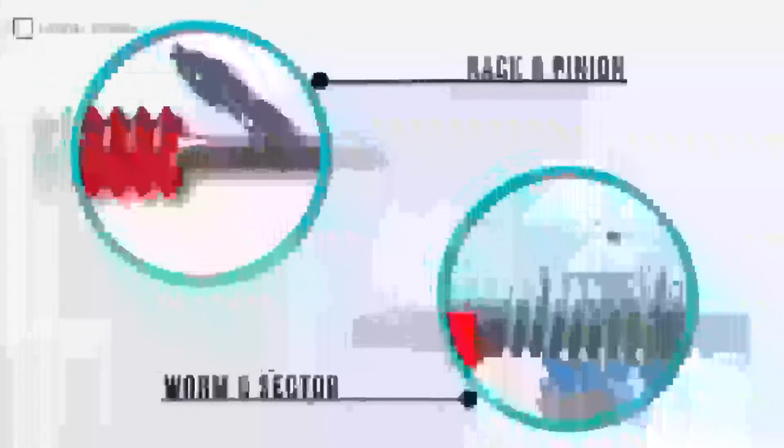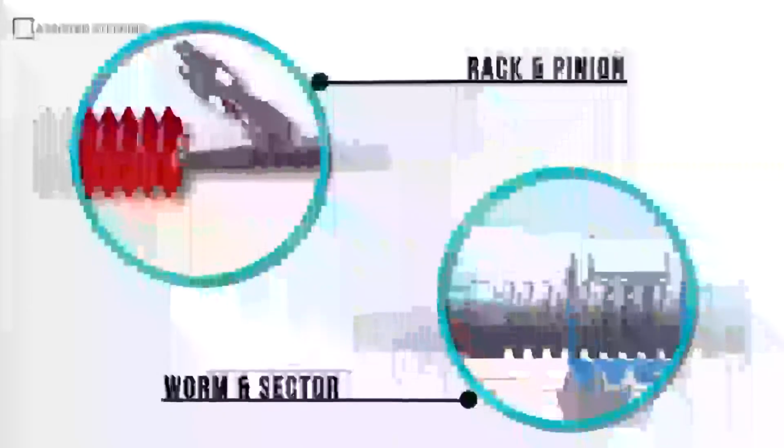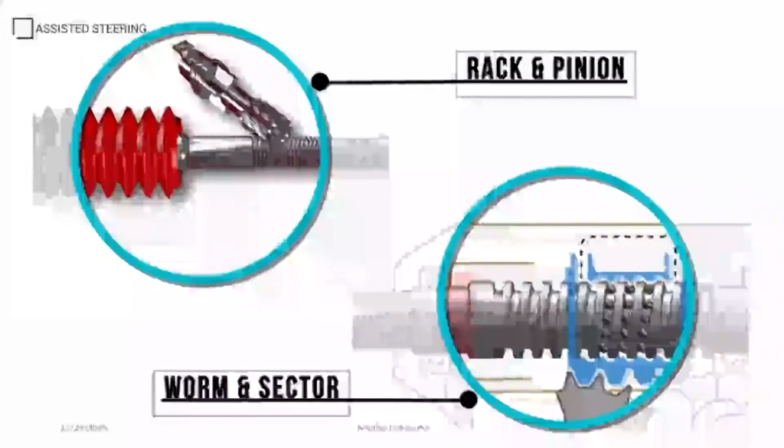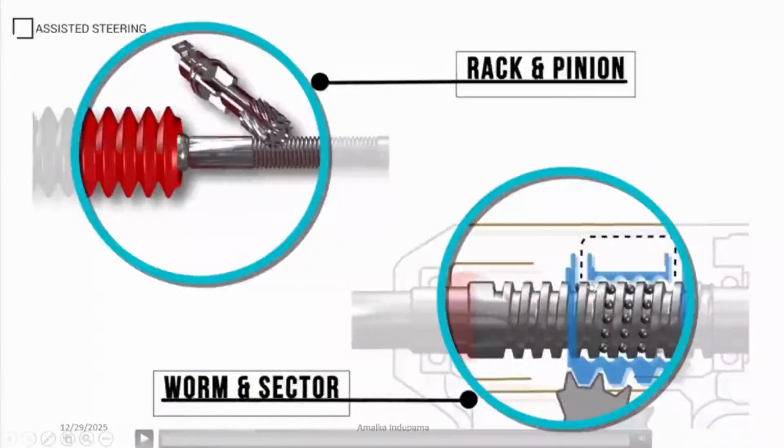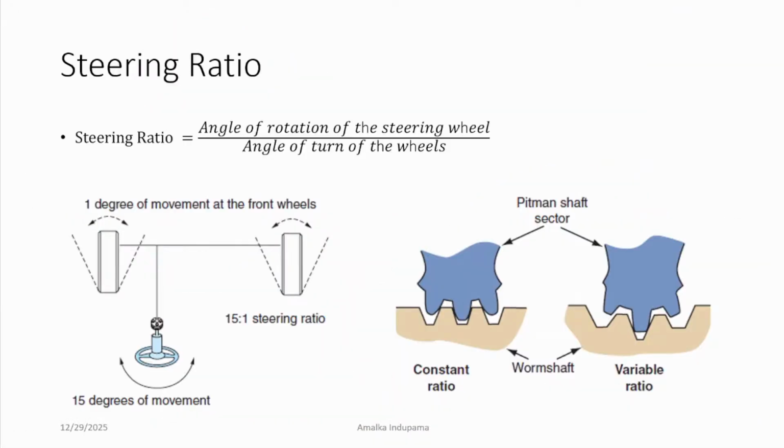In terms of gear geometry, right? So when we focus on the steering mechanism, basically we have a mathematical equation for steering ratio. It is equal to the angle of rotation of the steering wheel divided by the angle of turn of the wheel.